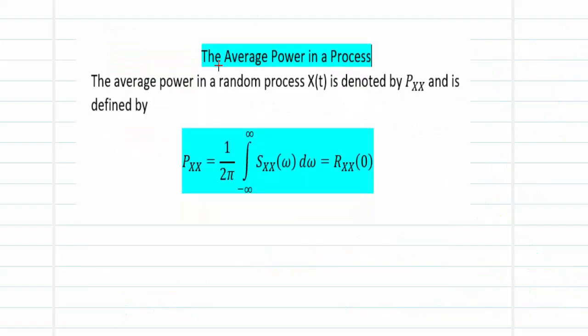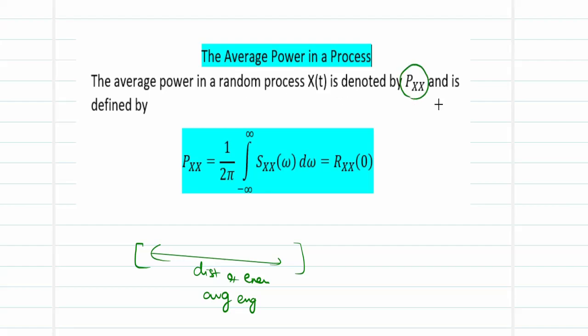Next we move on to define the average power in a process. There is going to be a spread, or distribution, of your energy. Whenever there is a distribution of energy, we need to know the average energy or the average power that can be transferred. So how to get this average power? This average power, which we denote as Pxx, is defined as 1 by 2 pi, integral from minus infinity to infinity, Sxx of omega d omega.